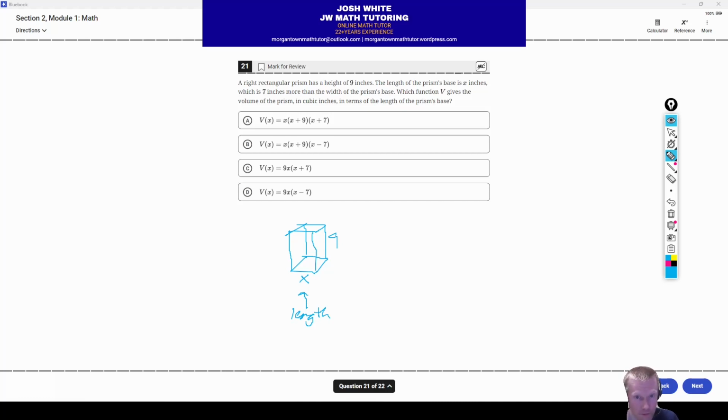So what you have to realize here is that since the length, which is just x, is 7 more than the width, an alternate way to think about that is the width is 7 inches less than the length. So that's why the width is going to be x minus 7. So the correct answer for this one is going to be just 9, the height, times x, the length, times x minus 7. So just letter D right here.